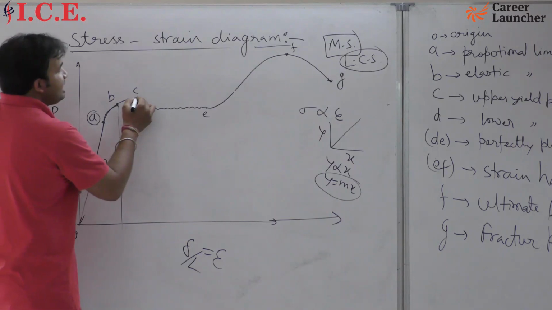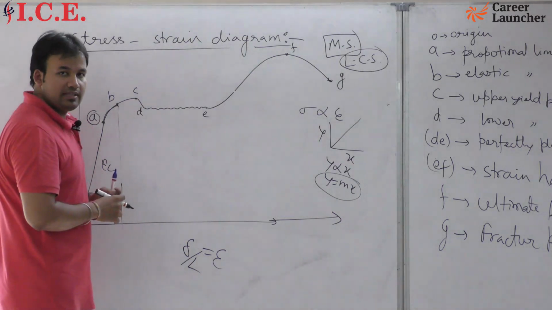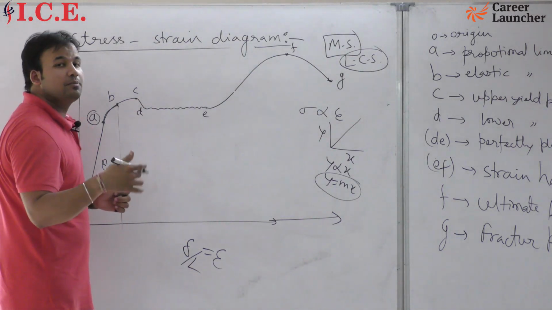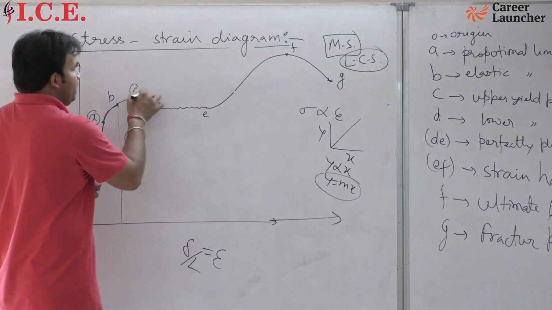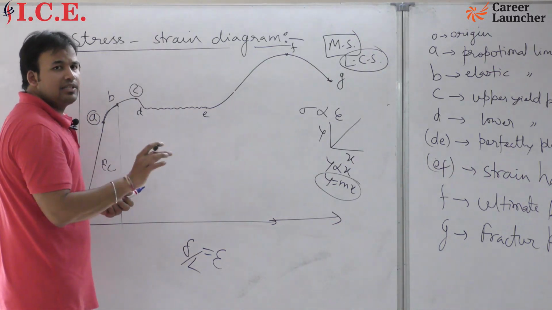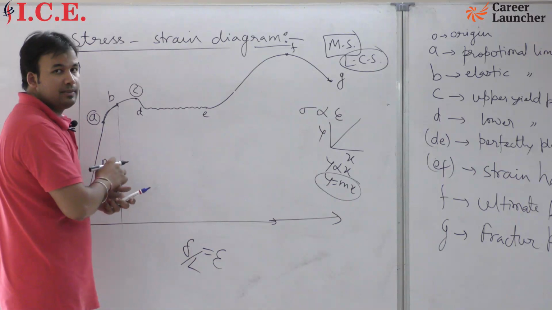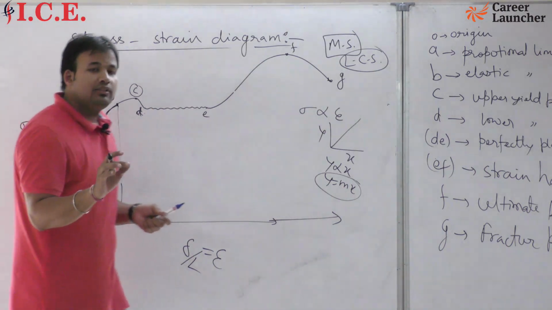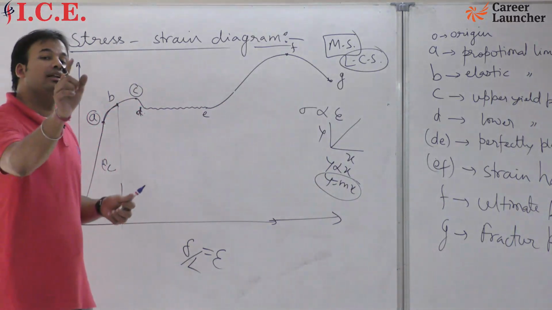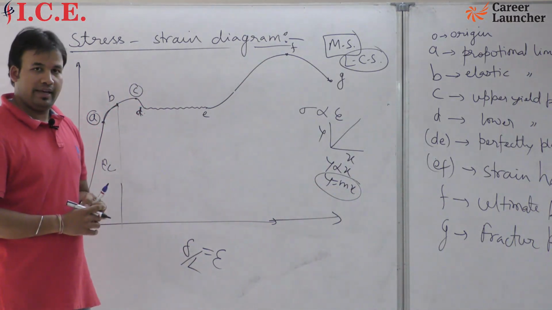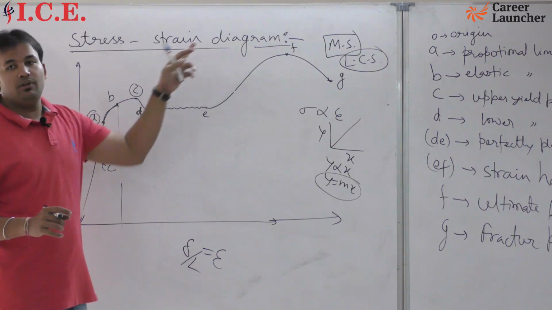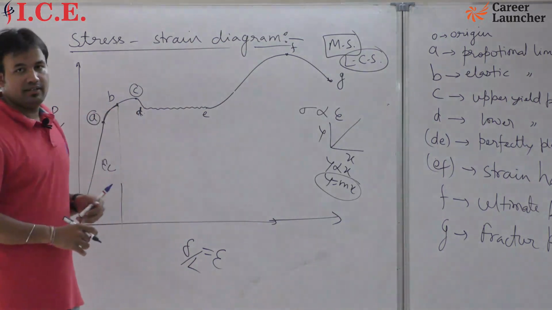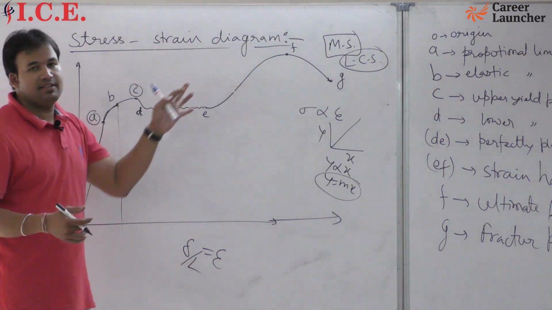Now the point C is your upper yield point, that I will explain later because this is very important. Practically there is no significance of this point, and D is your lower yield point. In all the objects you will have only one yield point, okay, but for mild steel only you will have two yield points due to its crystalline arrangement.